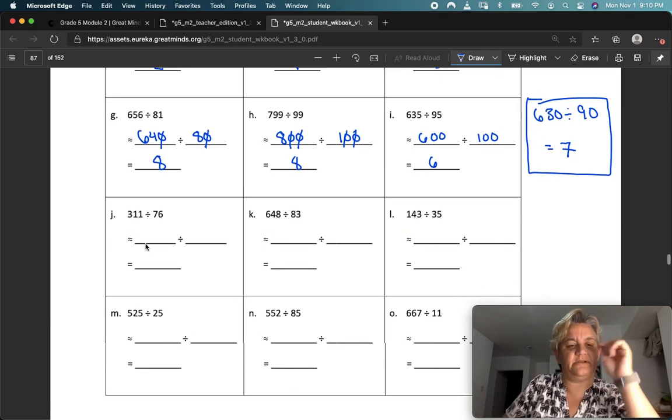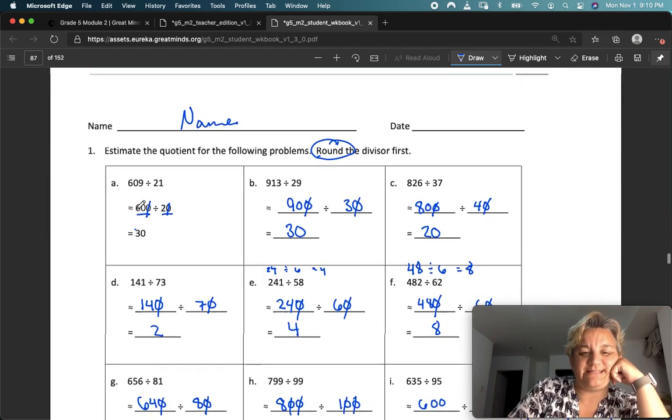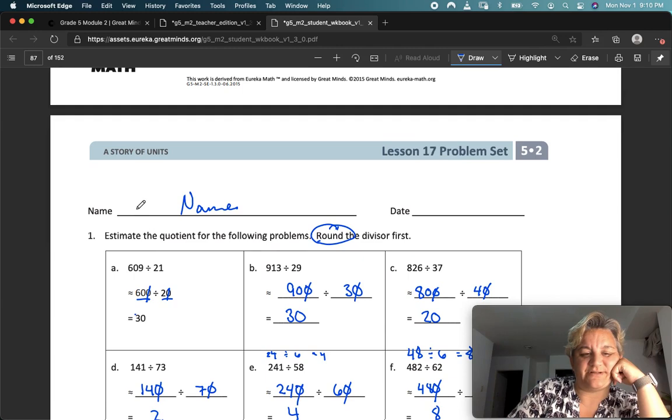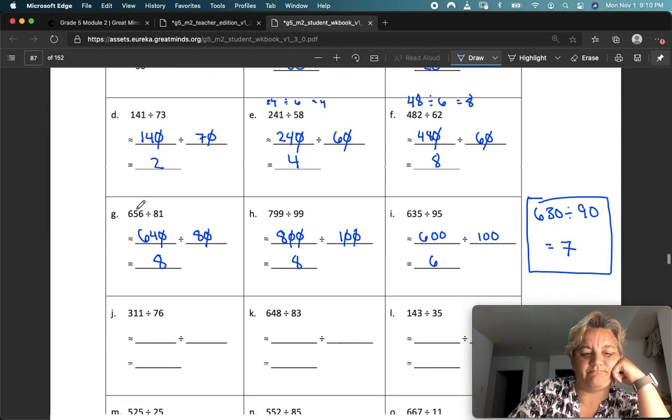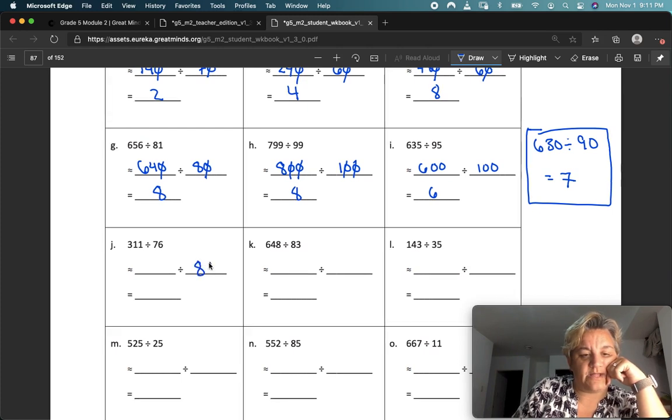All right, next one. 311 divided by 76. Well, I know that 8 goes into 32 pretty easily. This is round the divisor first. Okay, well, let's see. Let's go 80. And 80 would go into 320 really nicely. 4 times, right? 4 times 8 is 32.